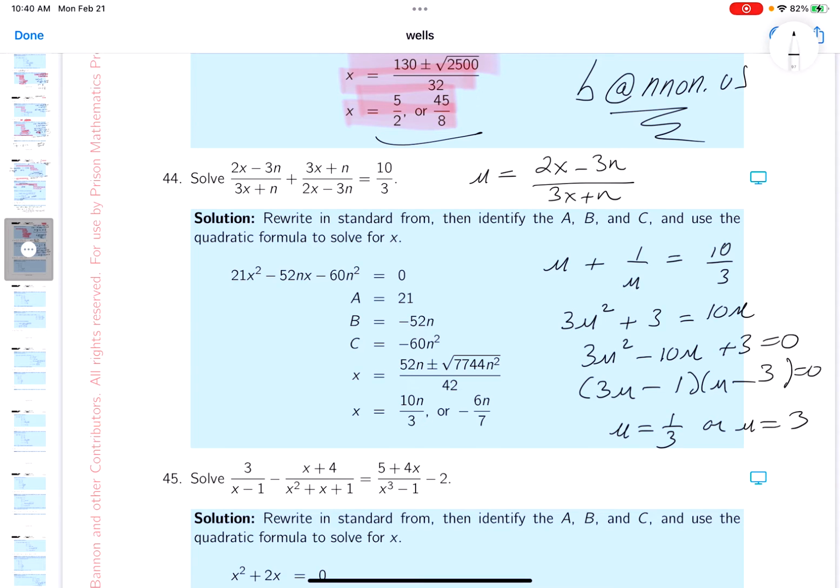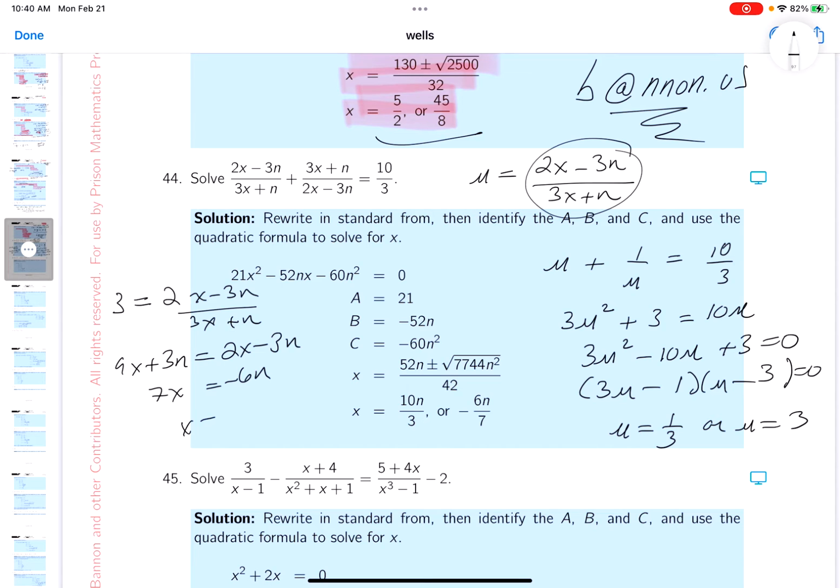But I still have to find out what x is. We're solving for x. So I'll write those down. I'll write down 3. Well, what's u? It's this thing. I'll write this down one at a time. We'll match the key, by the way. And what do you get there? 9x plus 3n equals 2x minus 3n. 7x equals minus 6n, x equals minus 6n over 7. I see that right there. Right, we're expecting that.